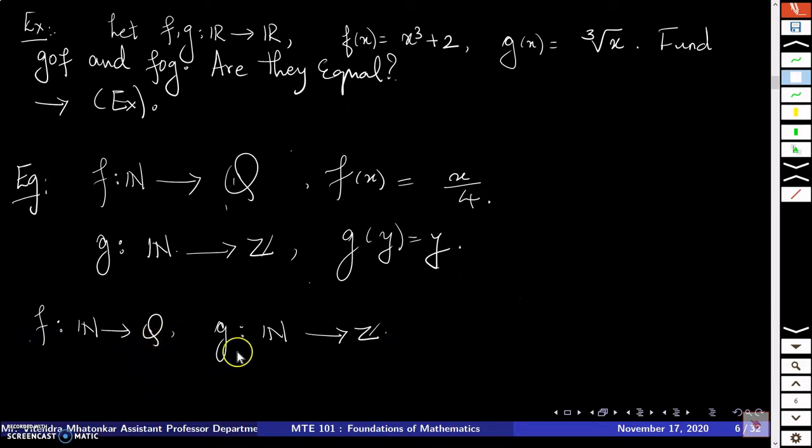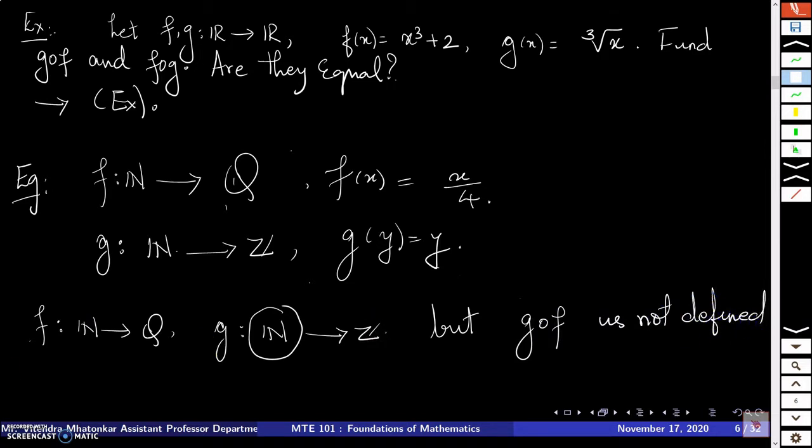Is the range of f contained inside the set of natural numbers? No, because if you pick f of, let's say, 5, that would be 5 by 4. So the point 5 by 4 will come in the range of f, which is not a natural number, right? But G composite f is not defined, as the range of f is not contained inside the set of natural numbers.